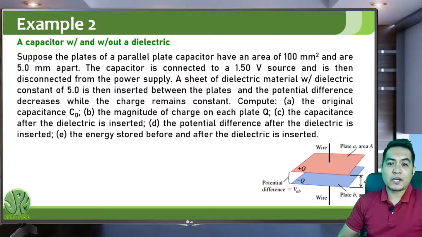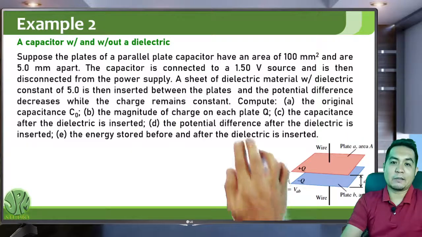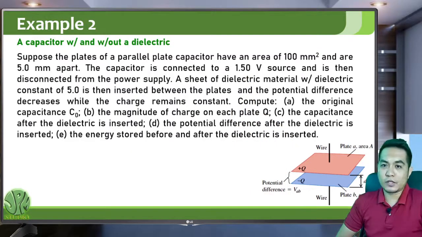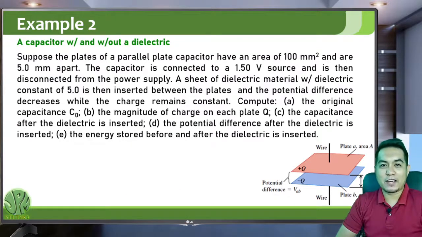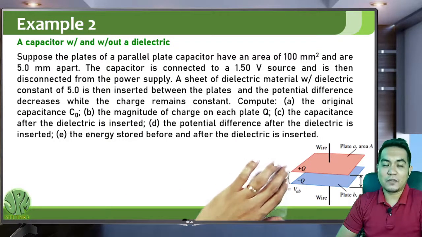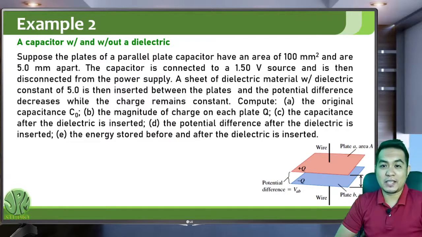So the capacitor is connected to a 1.50 volts source, meaning the potential difference is 1.50 volts. And it's then disconnected from the power supply. So after connecting it to a battery, for instance, a 1.5 volts battery, when the capacitor is already fully charged, and take note, a capacitor charges and discharges very quickly. So charging a capacitor is actually very instant. So you disconnect the capacitor from the battery, and the capacitor now has its own potential difference. It now has its own voltage. So it's now storing energy.